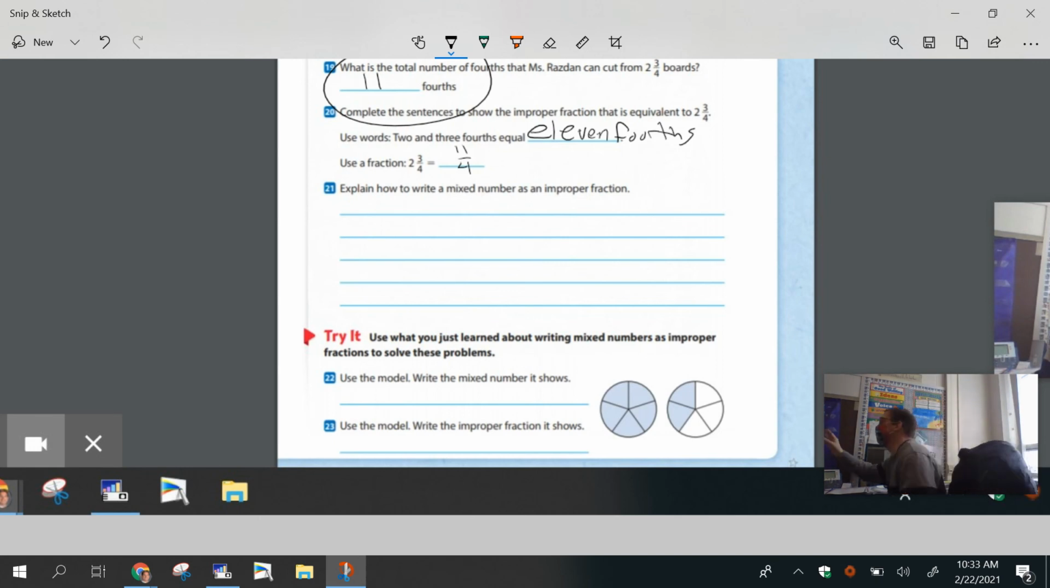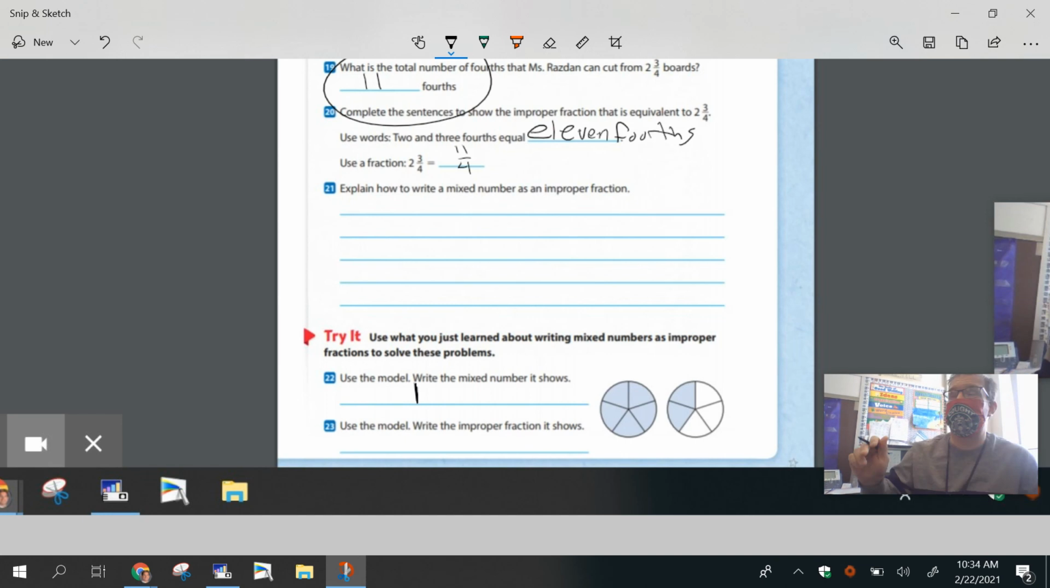Chloe, how many circles do you see total? 2. How many are completely shaded in? 1. So one whole. And how many parts are there?